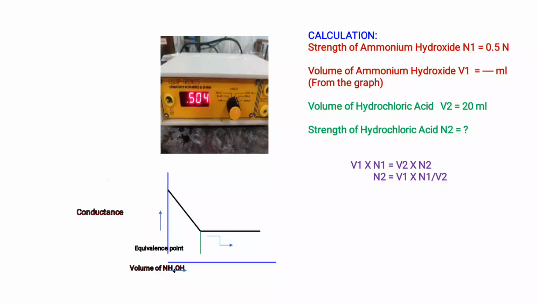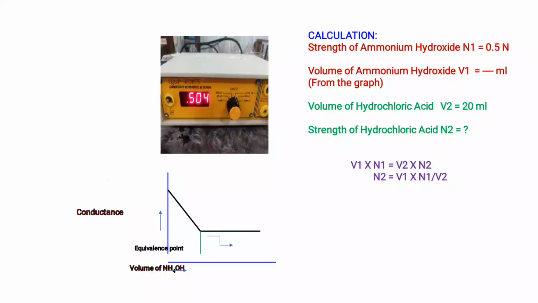Then we come to the calculation. The strength of ammonium hydroxide is 0.5 N, the volume of ammonium hydroxide is obtained from the graph, and the volume of hydrochloric acid is 20 ml. From these values we can calculate the strength of hydrochloric acid.